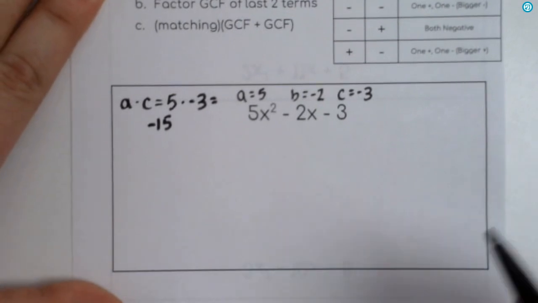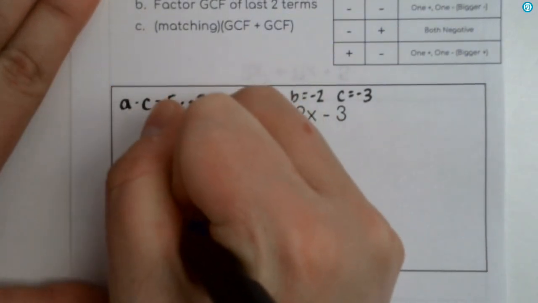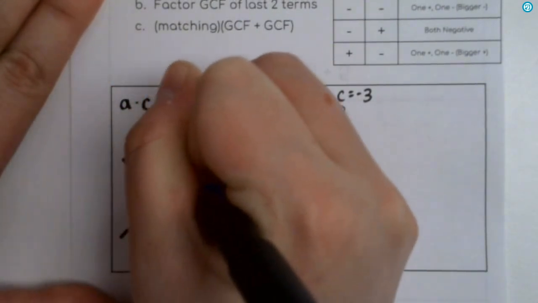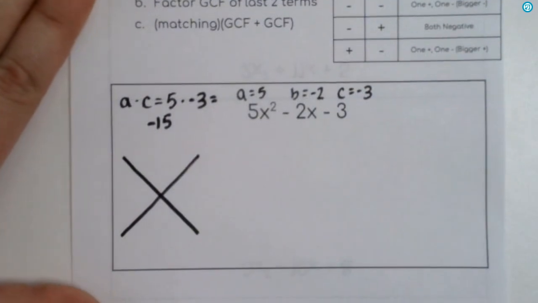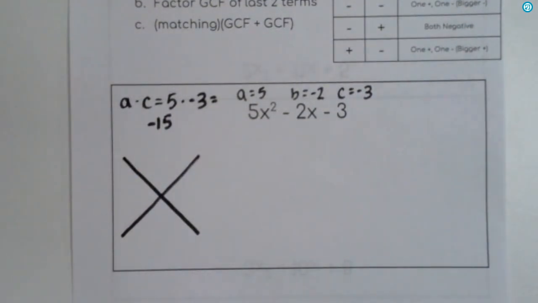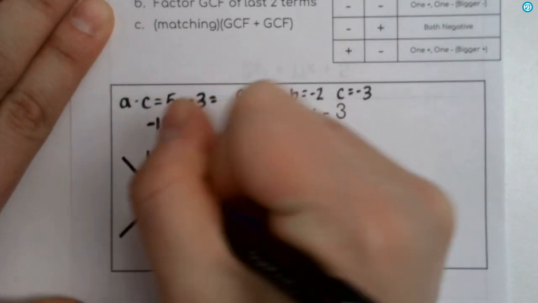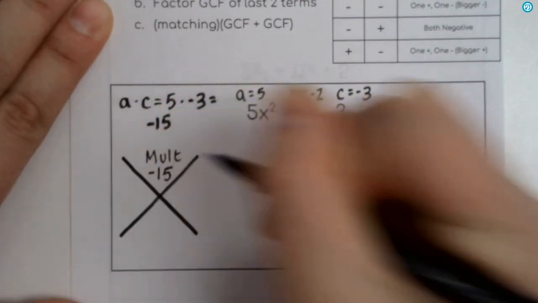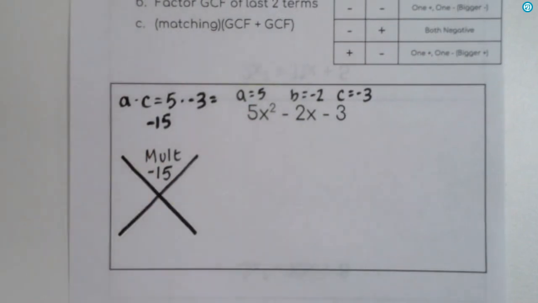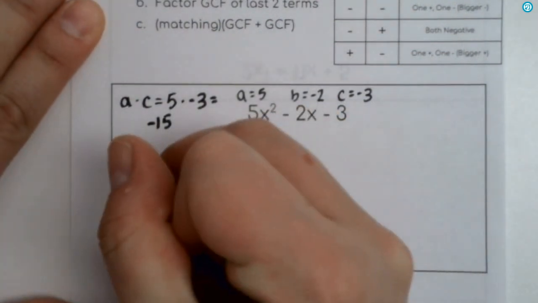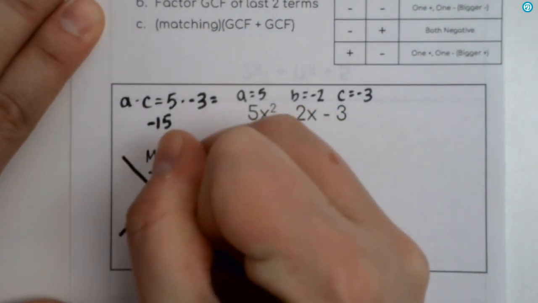So I'm going to come down here and put my magic X. In the top of my magic X, I put what I want to multiply to. So I'm going to write down that I want to multiply to -15. And in the bottom of my magic X, I put what I want to add to, which is my b value, -2.